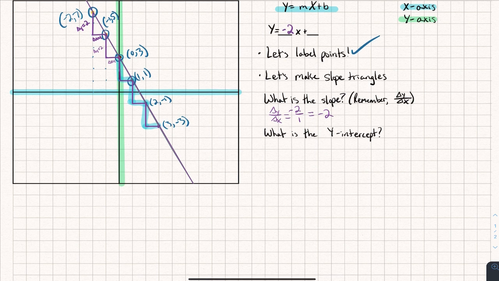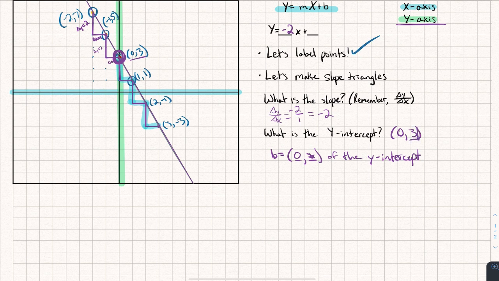So remember that b equals this part, the y-intercept. So if we take a look at our graph, and we find our y-axis, which is labeled in green, we find the point on the y-axis, and we see that it's the point 0, 3. So when x is 0, y is 3, so our y-intercept is simply the point 0, 3. So we're going to take this portion of it and fill it in up top. And the equation of my line is y equals -2 times x plus 3.